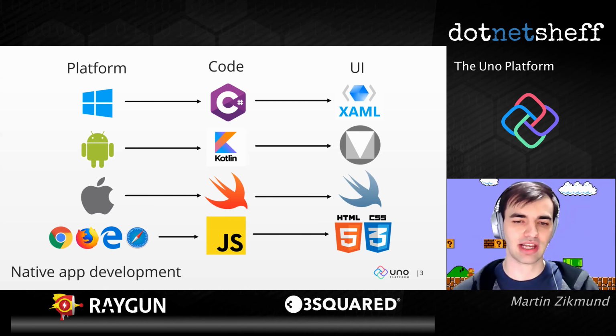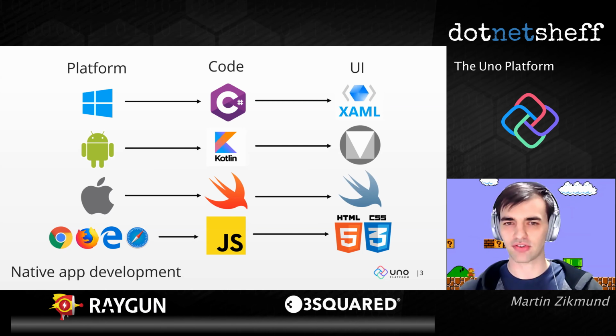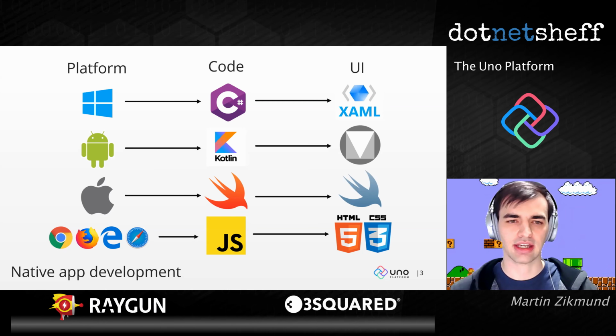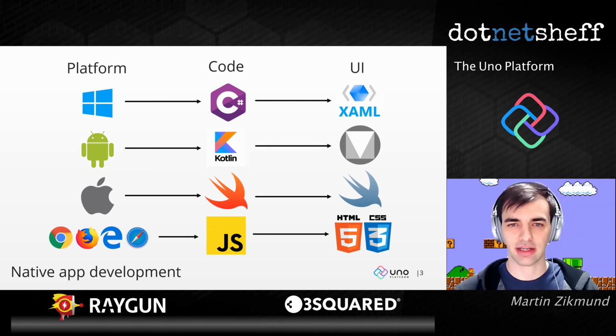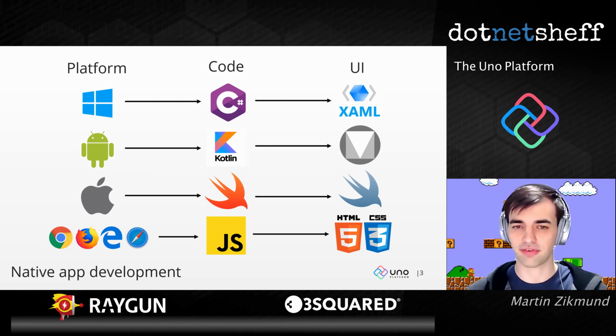But it's not just 4 times the work, it's 4 times the effort as well, because you have to have 4 teams of developers, each proficient in one of those platforms. And they have to build each feature 4 times. Then you have to test everything 4 times. And then you also have to bug fix things 4 times. So it's a lot of effort.